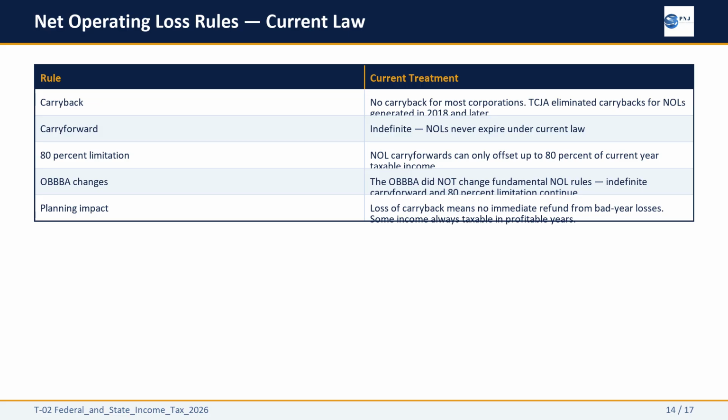There is an important limitation. NOL carryforwards can only offset up to 80% of current year taxable income. A corporation with a large NOL carryforward will still owe tax in a profitable year. At least 20% of taxable income remains taxable. The OBBBA did not change these rules. The loss of carryback rights is a significant planning issue for companies with volatile income, since they can no longer get an immediate cash refund by carrying a loss back to a prior profitable year.